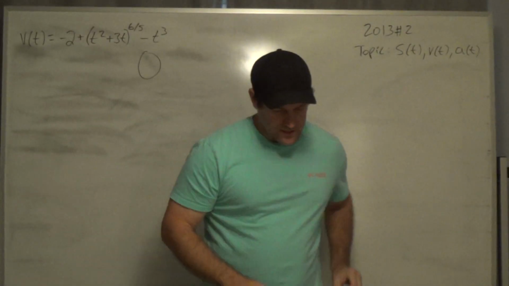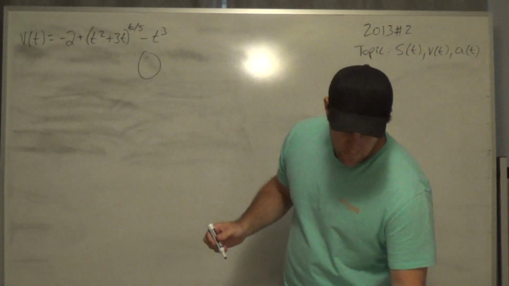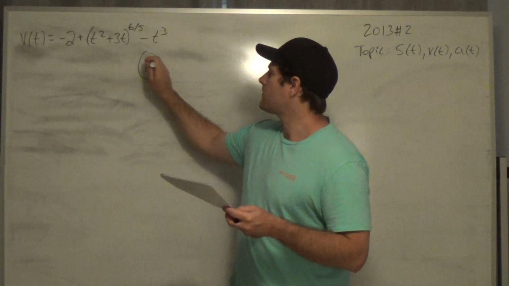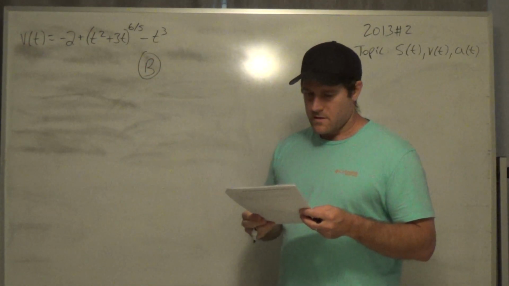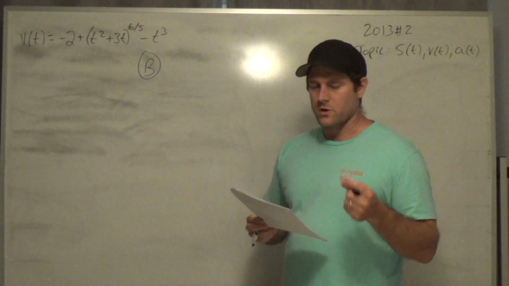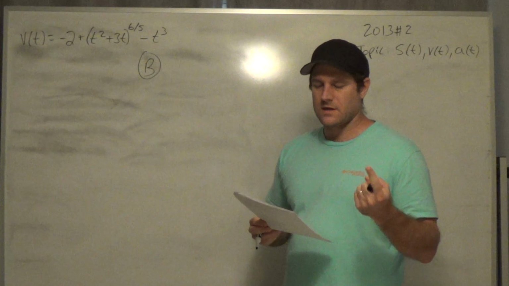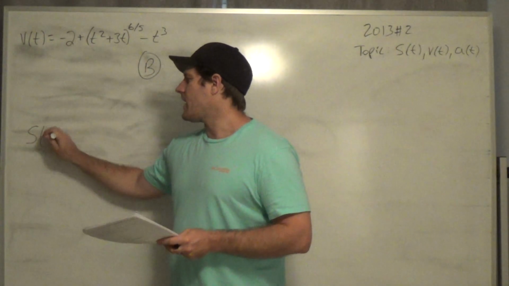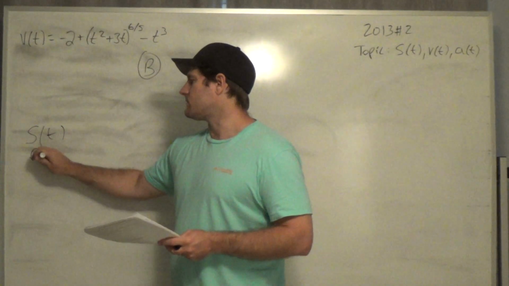So part B says, write an expression involving an integral that gives the position s of t. And then use this expression to find the position of the particle. This is a two-parter. You want one to find an expression that gives the s of t. So what is s of t? Well, s of t is the position function.